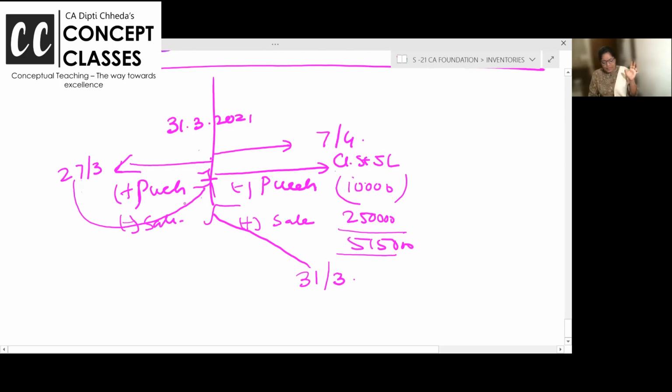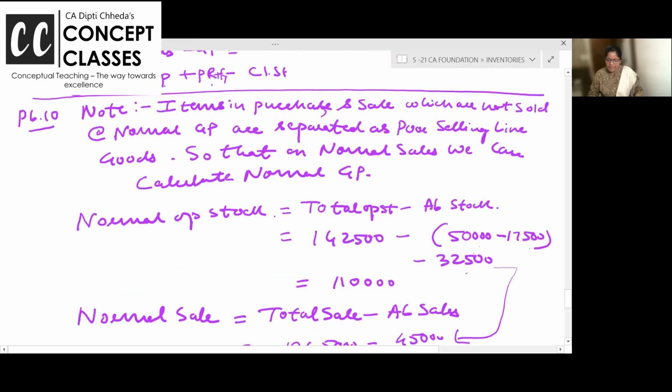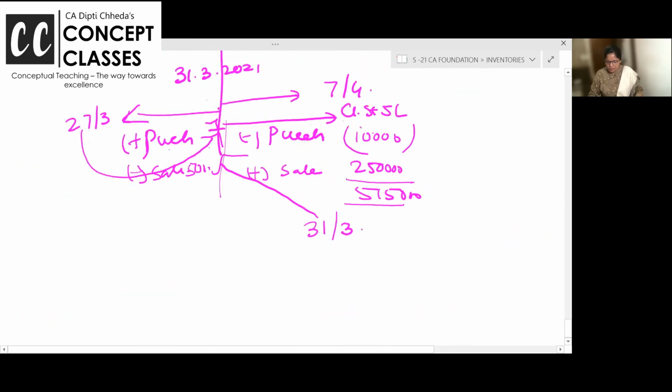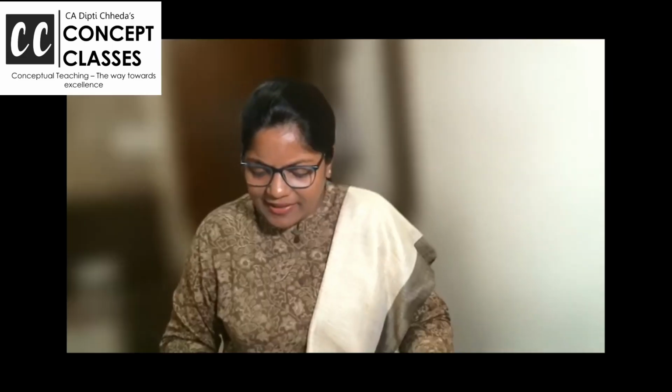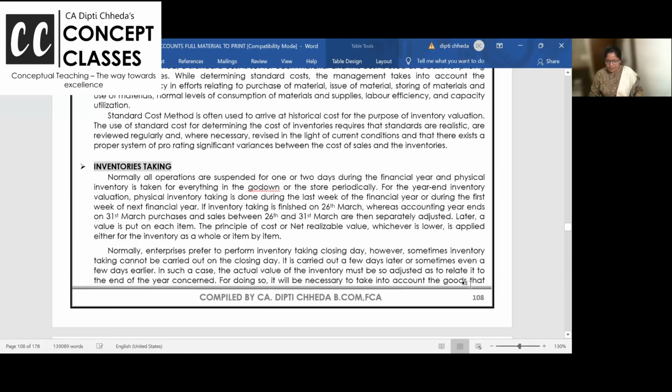Nikal do. On 27th, 5,000 goods were there in stock, but then they were sold on 28th and 29th. So remove them and add the purchase. You will get the correct stock. Is it very easy and logical also? Yes, right? So that's what we have done. I think the 10th problem I did yesterday last. Chalo, so with this, let us look at our material now and let us do problems related to this.